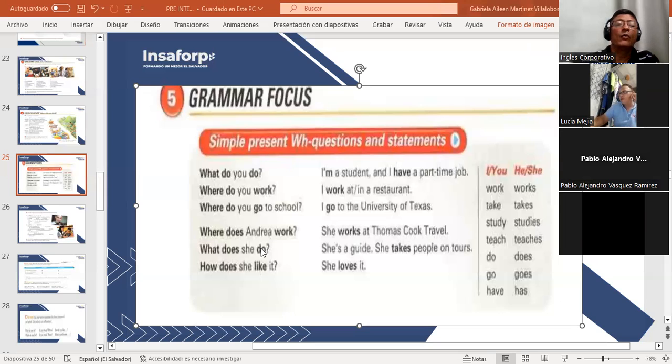Okay? What does she do? She's a guide. She takes. De nuevo, el verbo cambia, tercera persona. We add S. She takes people on tours. How does she like it? ¿Qué tanto le gusta su trabajo? She loves it. Okay. And here. She works. Here. On the right of your screen, tenemos esto, mire.